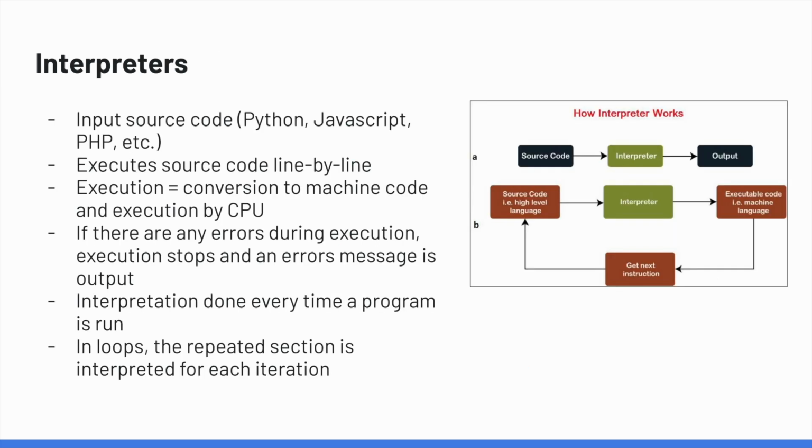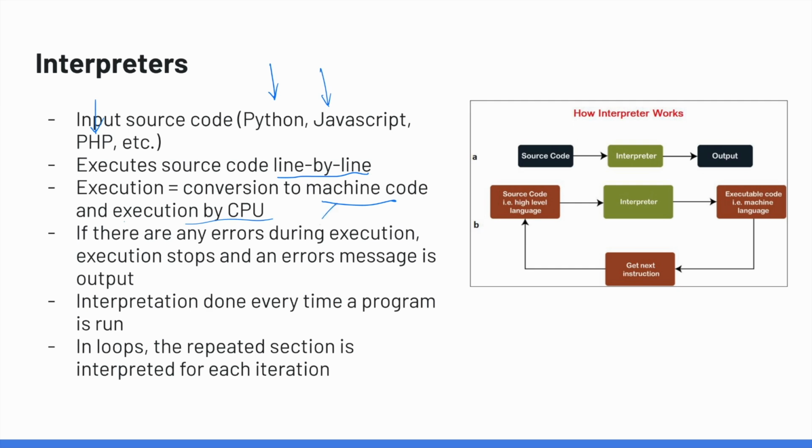Now, first, we're going to talk about interpreters and interpreted programming languages. So interpreters are pieces of software that help turn certain programming languages into ones and zeros. Some examples of programming languages that use interpreters are Python, JavaScript, and PHP. Now, they go through the source code, or the code in the program, line by line. And for each line, they convert that line of code to machine code and execute it in the CPU before moving on to the subsequent line.